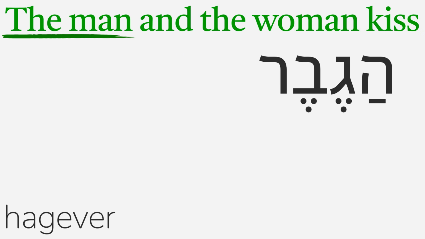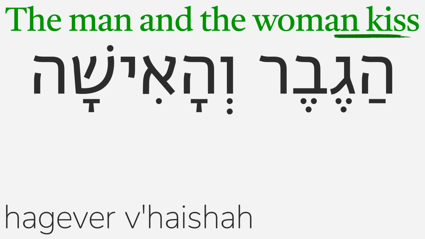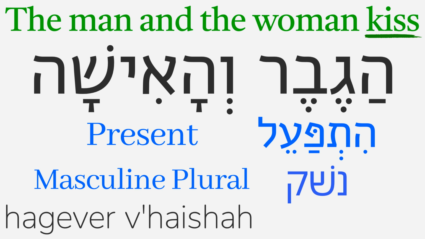Let's say the man and the woman kiss. The man is hagever, and the woman is ha'isha. The verb kiss is in the present tense, and its subject, a man and a woman, includes a man, so it is masculine plural. It will be from the root nun shin kuf, and since the people doing the action are doing it to each other, in Hebrew it will be in the hitpael binyan.